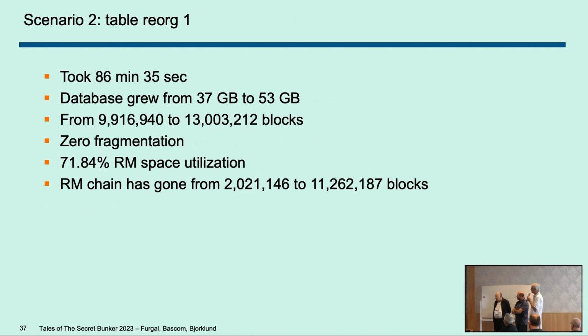So we do the reorg again. This time it goes 86 minutes, 35 seconds. Sounds to me like it had a lot more work to do. The database grows from 37 gig to 53 gig. And the number of blocks obviously increases in a very similar fashion. And the fragmentation goes away. 71% RM space utilization, and the RM chain has grown tremendously again.